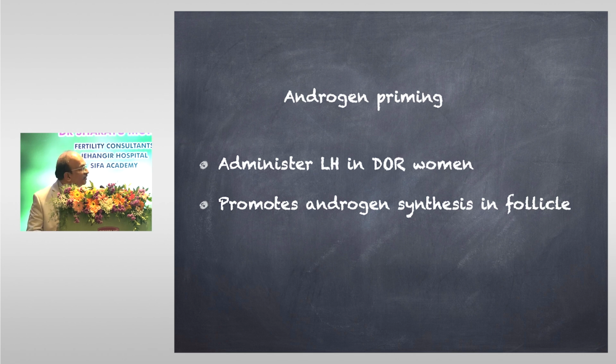Androgen priming. So the concept is not giving androgens. You prime the androgens, increase the intrafollicular androgens. How will you do that? Administer LH in your diminished ovarian reserve patients. In the next class, on the 26th, we will talk about how to use LH in old-age women with diminished ovarian reserve to do an androgen priming of the oocytes to get a better yield.